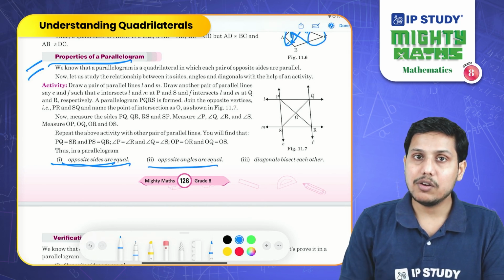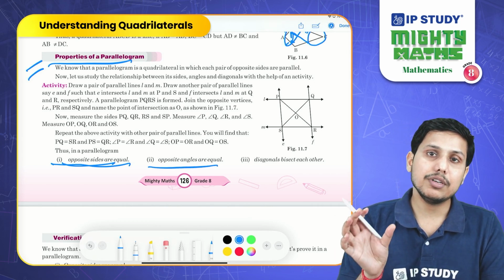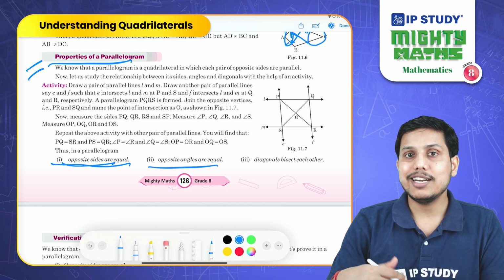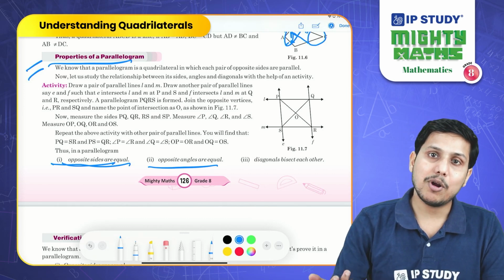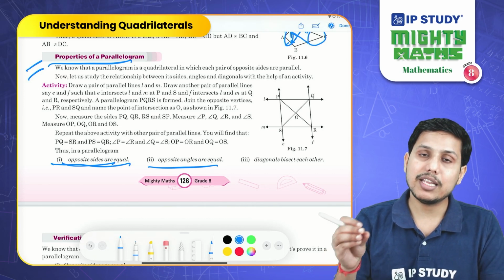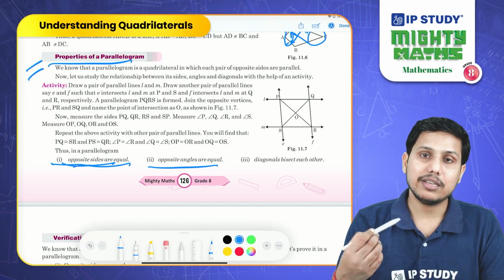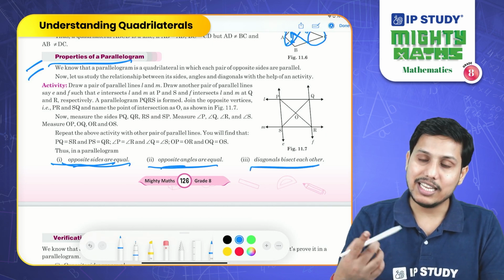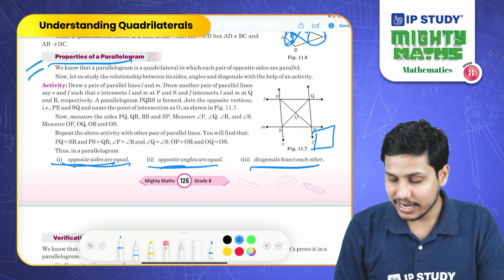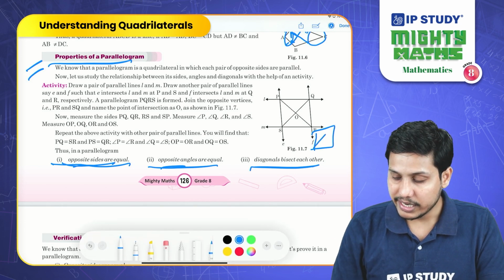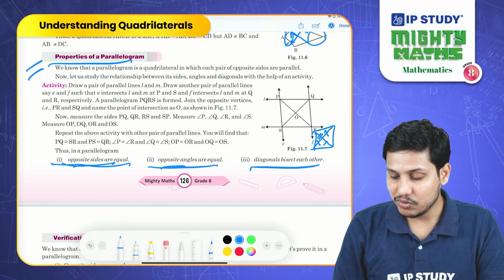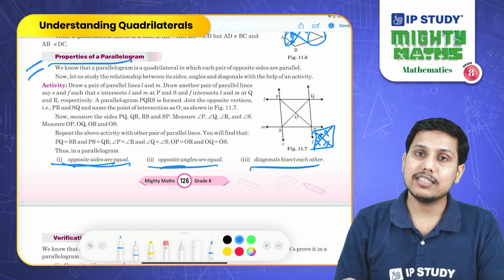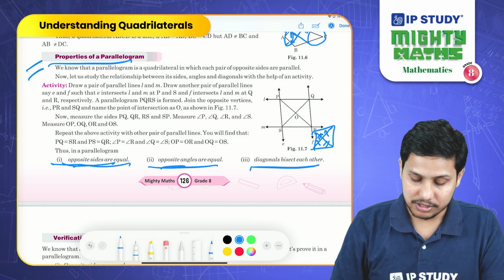Opposite angles are equal. The basic definition of a parallelogram is that the opposite sides should be parallel, and due to that property certain other properties follow: opposite sides are equal, opposite angles are equal, diagonals bisect each other. Let's suppose we have a quadrilateral like this and there are two diagonals like this, then this will be equal to this and this part will be equal to this. So both diagonals get divided into two equal parts.